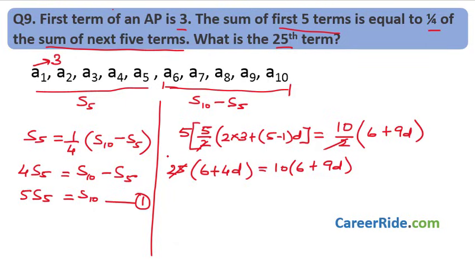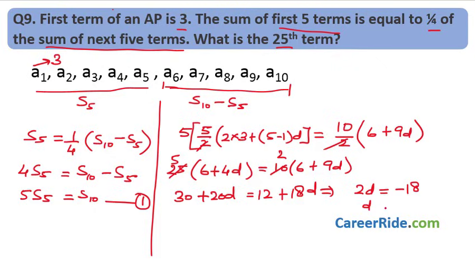Now, can I simplify it further? Yes. Let me divide it by 5. So 5 5s are 25, 5 2s are 10. So this gives me 6 5s are 30 plus 5 4s are 20d is equal to 6 2s are 12 plus 9 2s are 18d. What do I get from here further? I get 2d. 2d is equal to minus 18 is what I get from here. So the value of d from here for me is minus 9, right?